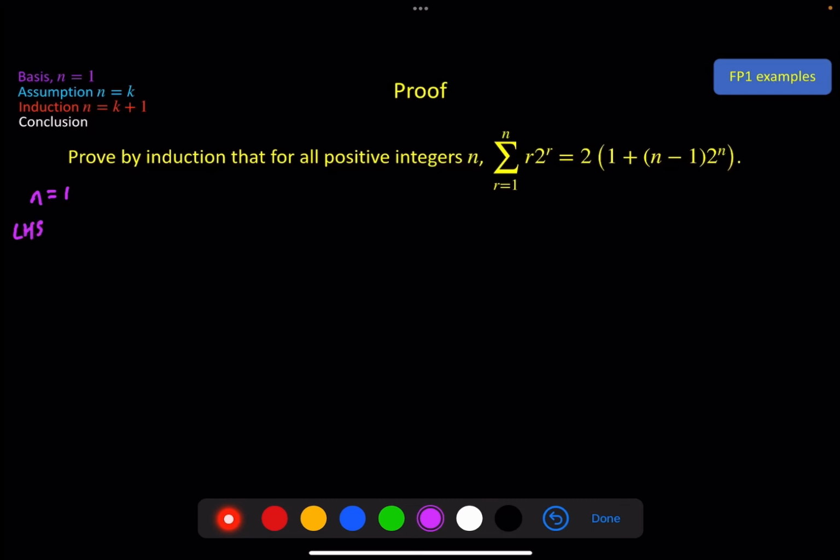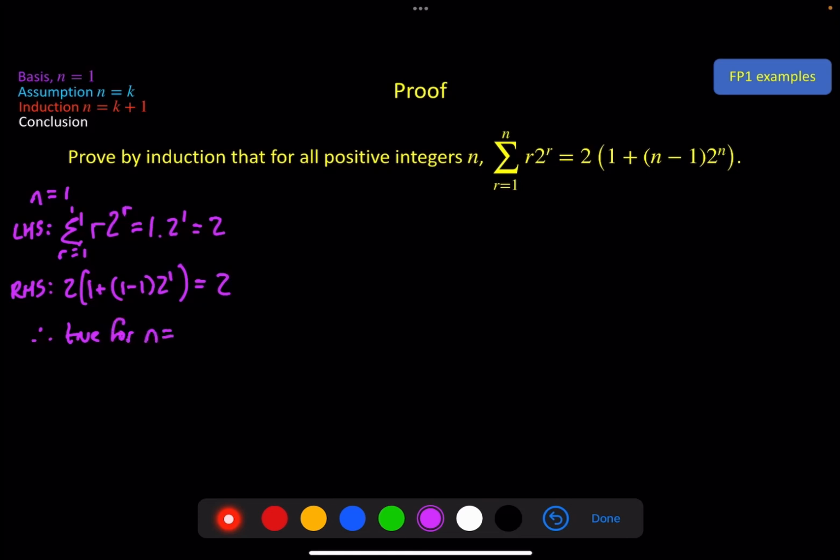We've got the left-hand side. Sum from r is equal to 1 up to 1 of r times 2 to the r is equal to 1 times 2 to the 1, which is a 2. The right-hand side, 2 times 1 plus 1 minus 1, that's 0, times 2 to the 1, so all of that bit is 0. 1 plus 0 is 1, 2 times 1 is 2. So yes, it is true for n is equal to 1.